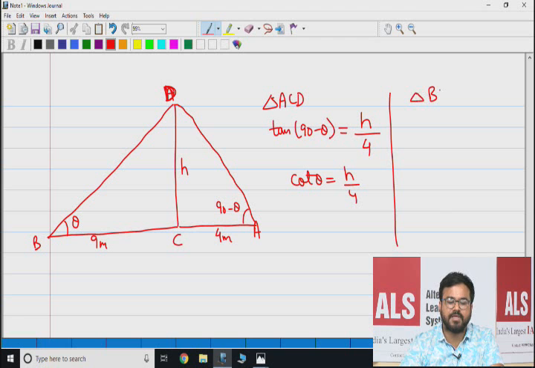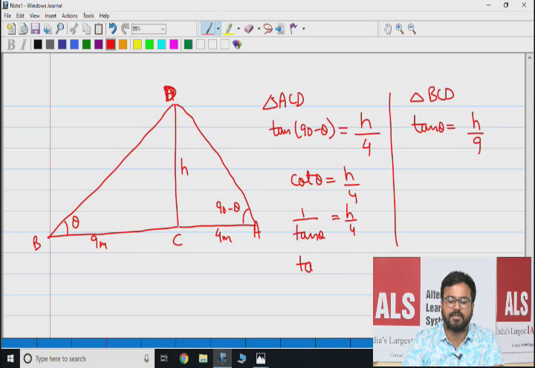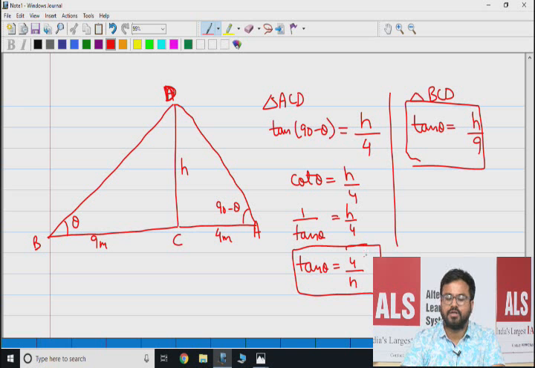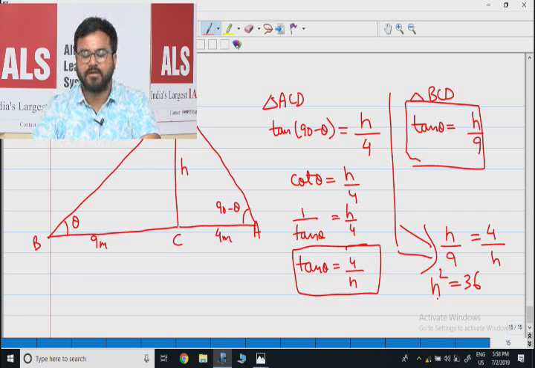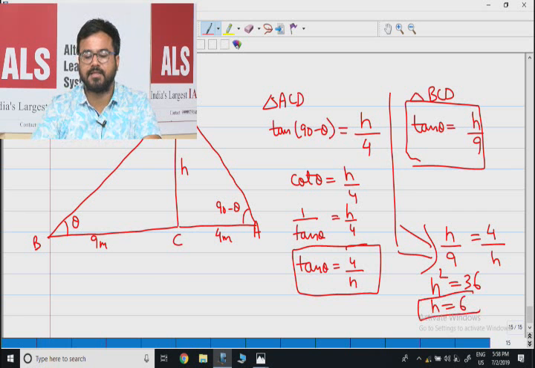Second, in triangle BCD, tan theta is perpendicular upon base, H upon 9. Now, this cot theta can be written as 1 over tan theta, which is H upon 4. So from here tan theta is 4 upon H, and there tan theta is H upon 9. So equate both of them. We get H upon 9 is equal to 4 upon H. So H square is equal to 36 on cross multiplying. So we will get H is equal to 6. That is the answer.